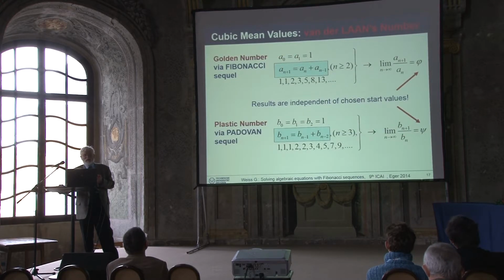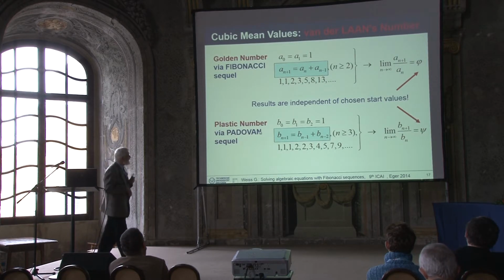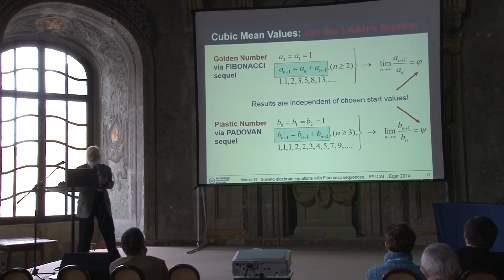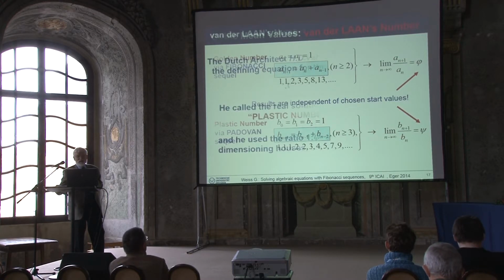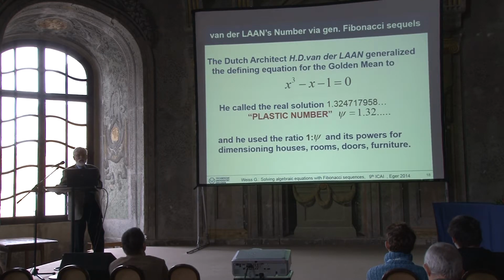So the Fibonacci number sequence would be, in this sense, the typical quadratic one, and for the plastic number of van der Laan, you have to start with three starting values. Here it is, three start values, and it continues like this. And also here, of course, the solution is independent of the start values. The Dutch architect used this.